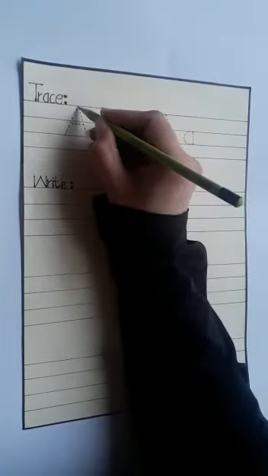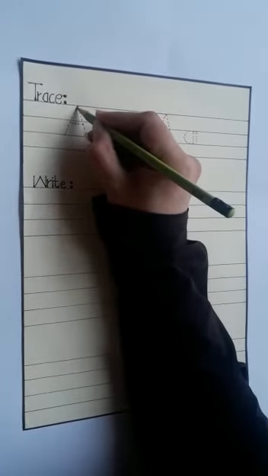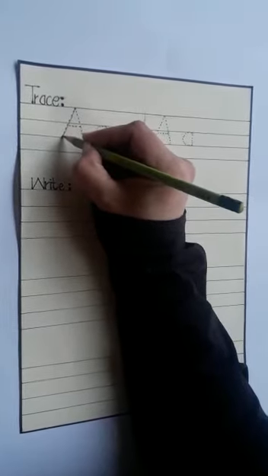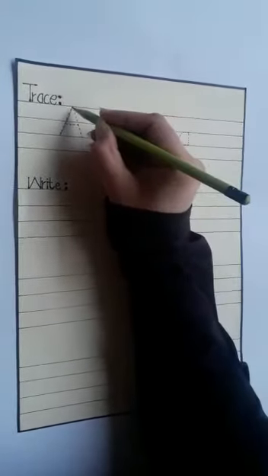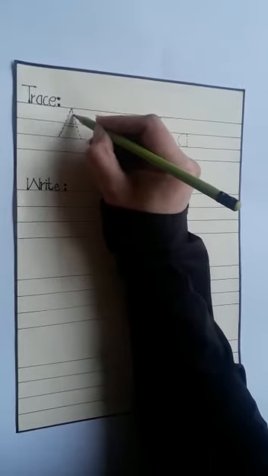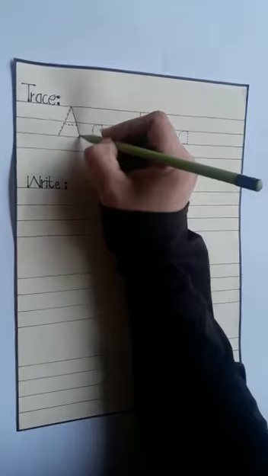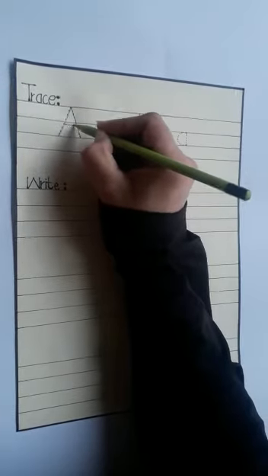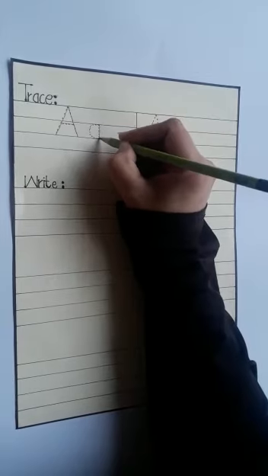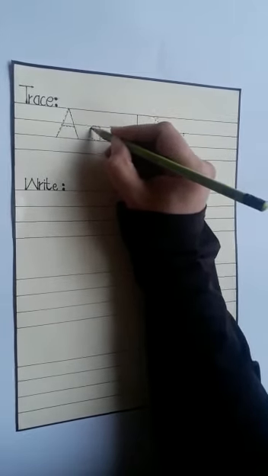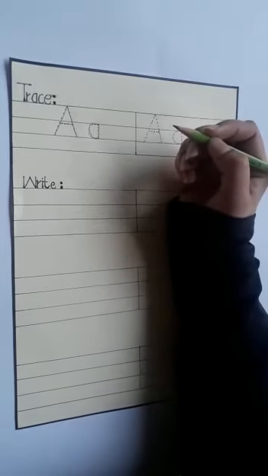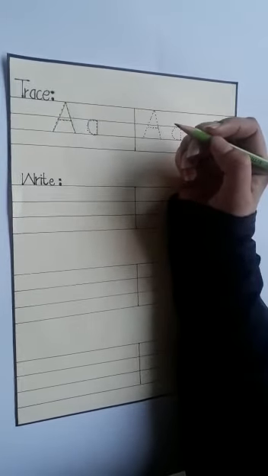Put your pencil on the tip of line and trace it slowly. Now put it again on the tip of line and trace it slowly. This is capital A. Now trace small a. Look, capital A and small a. It's so easy. Well done.